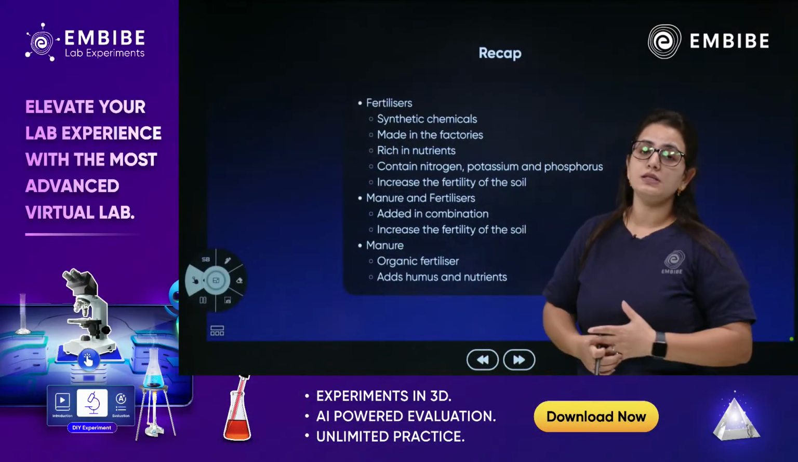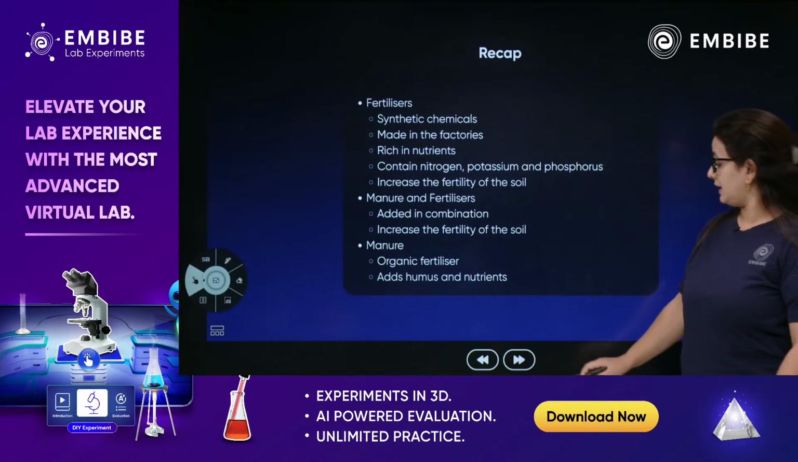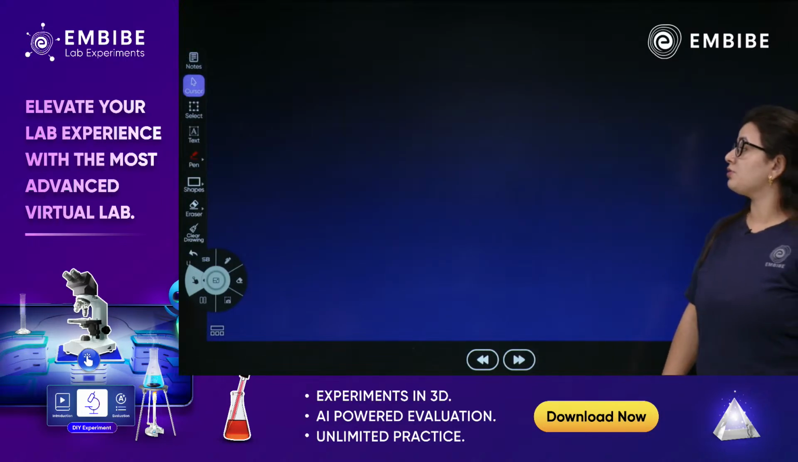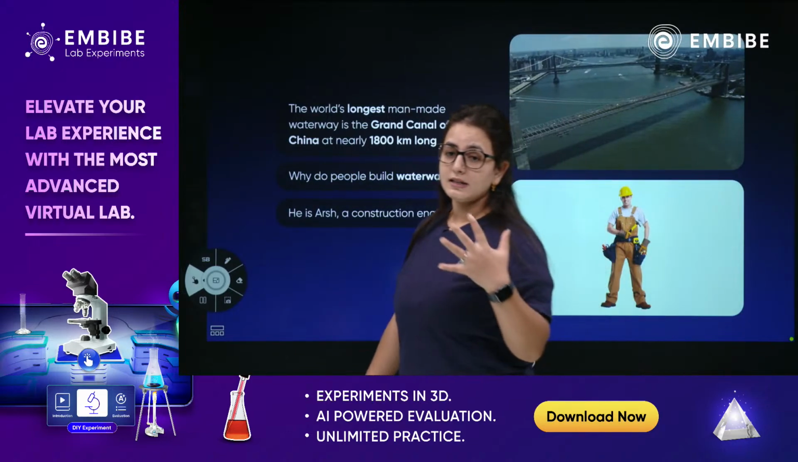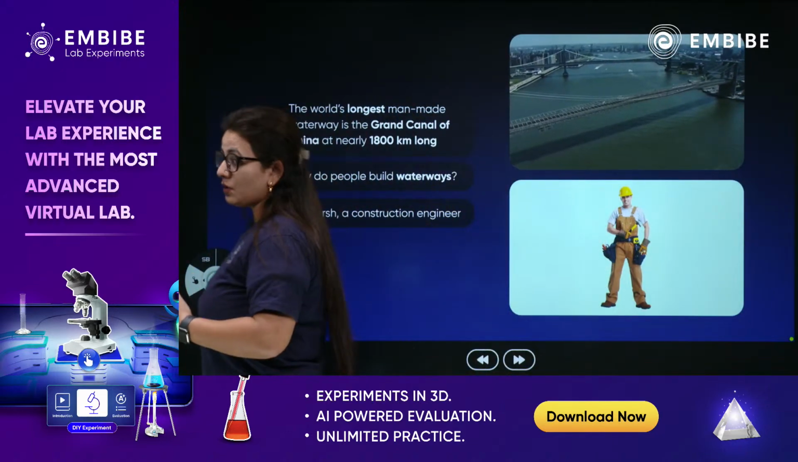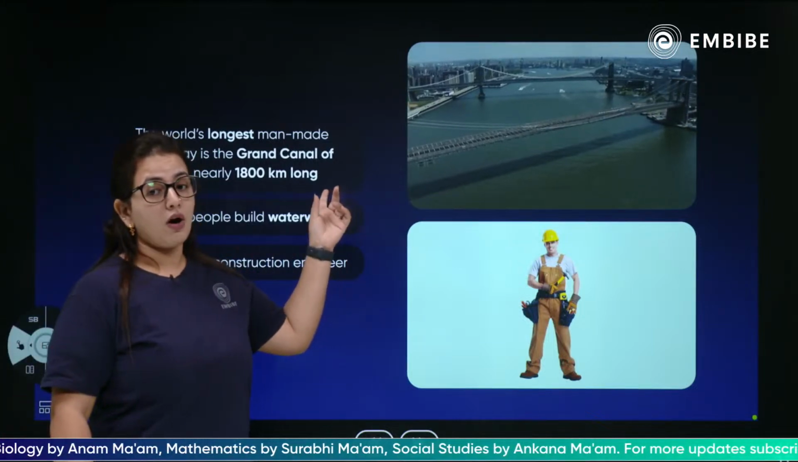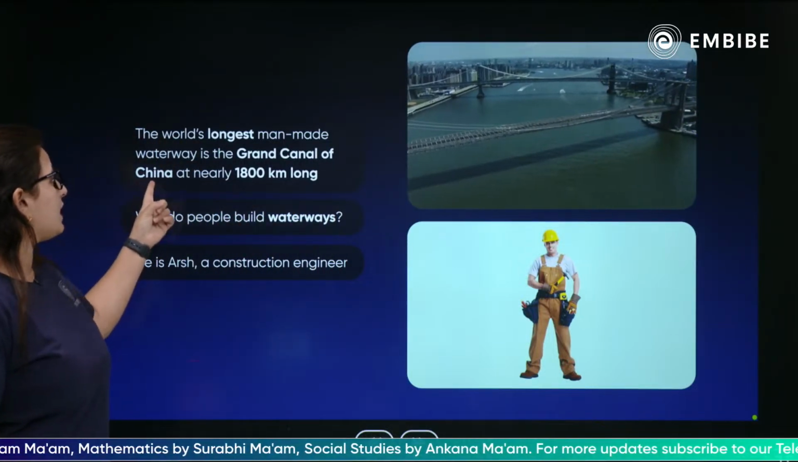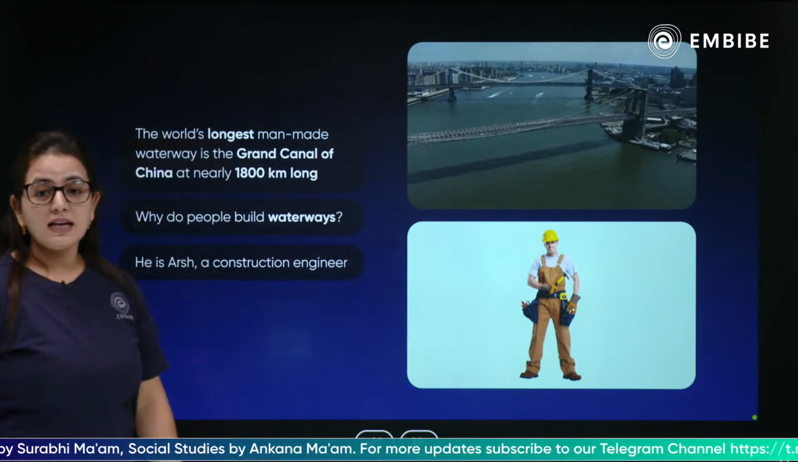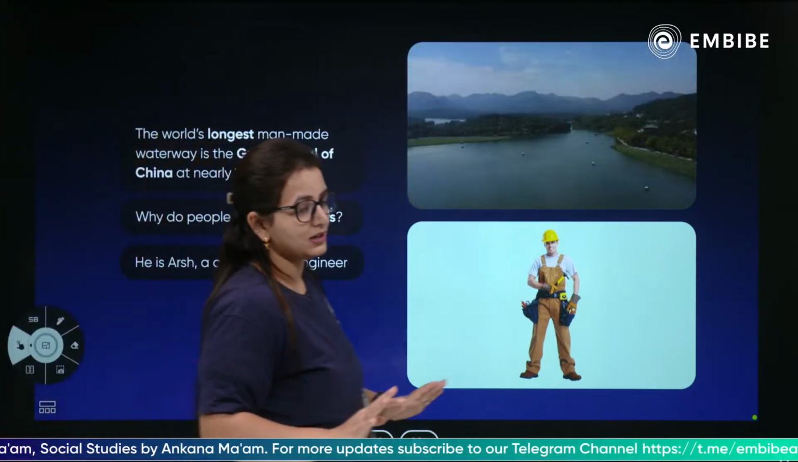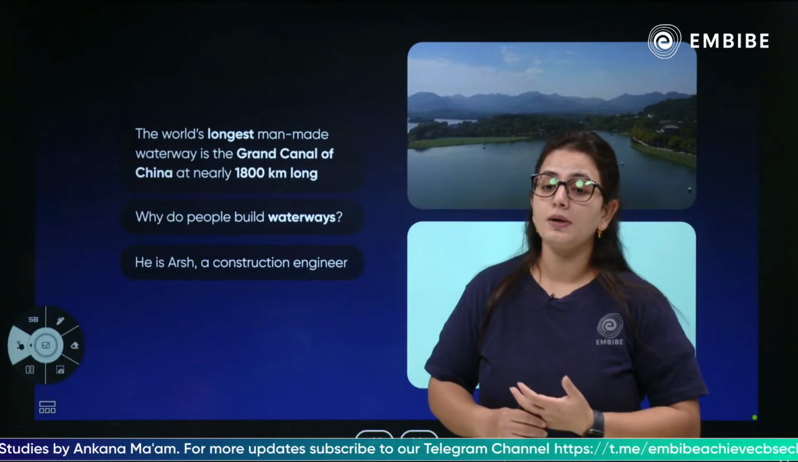So moving forward, starting today's lecture, we have irrigation. The very first thing that comes to mind talking about irrigation is the world's longest man-made waterway, called the Grand Canal of China, which is 1800 kilometers long.